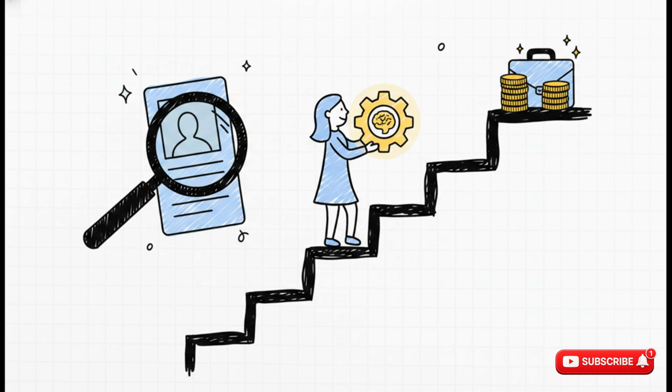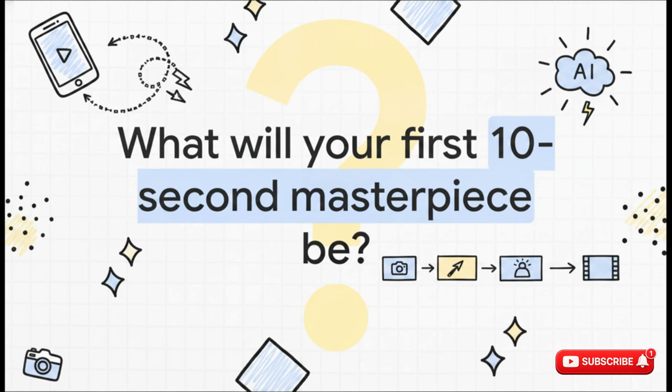Okay, we've covered a ton of ground today, stripping away the mystery of high-end AI video editing. You basically have a superpower now, a workflow that condenses 2 entire days of intense manual labor into just a few minutes of clever prompting, and all of it for free. So I want to leave you with this. Grab your phone today, shoot just a raw 10-second clip of yourself talking, and run it through this exact process. What will your first 10-second masterpiece be?